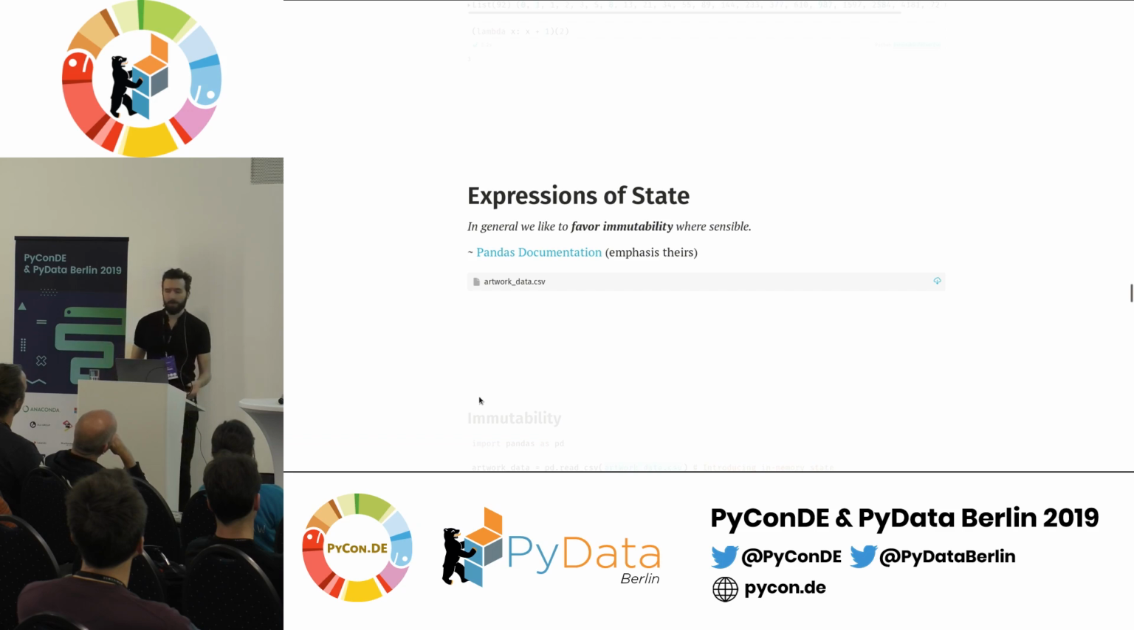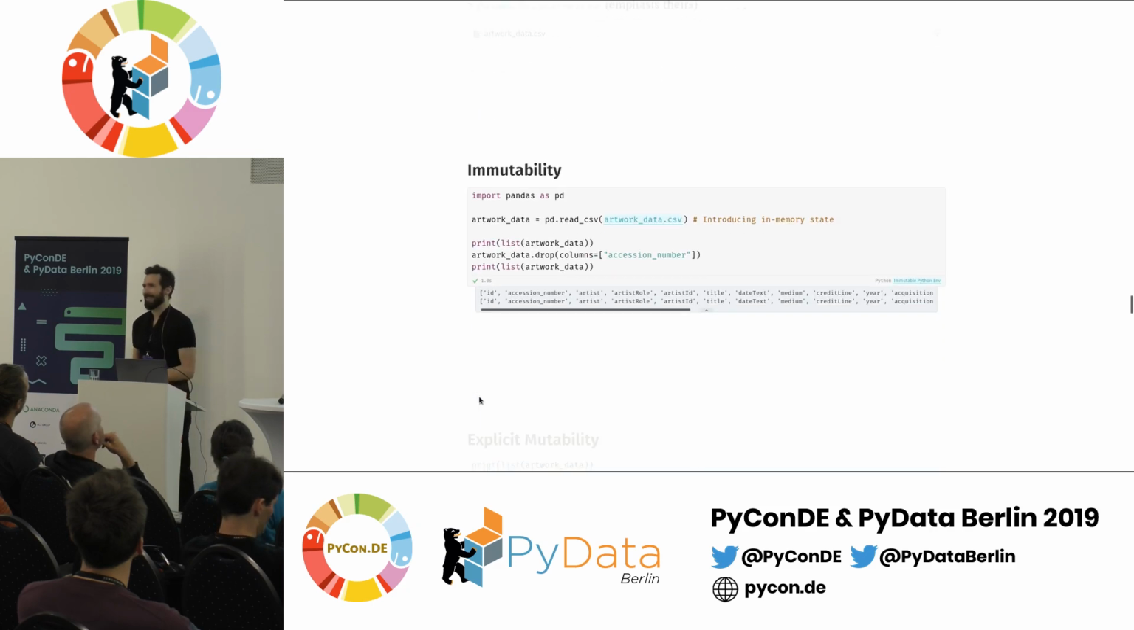This is from their documentation. In general, we like to favor immutability where sensible. Okay? So that's kind of a middle road to take. Okay, so this is what it looks like. I read in a CSV file. I set it to a global variable here.